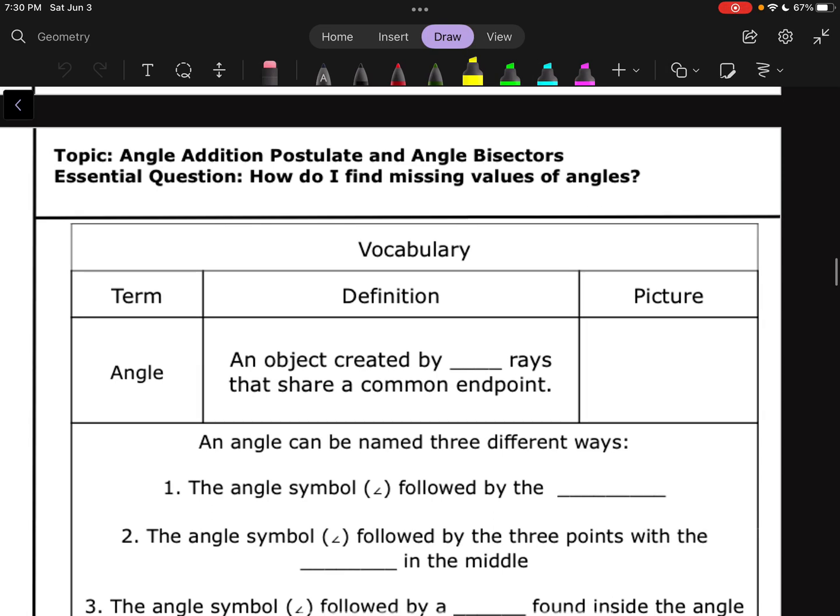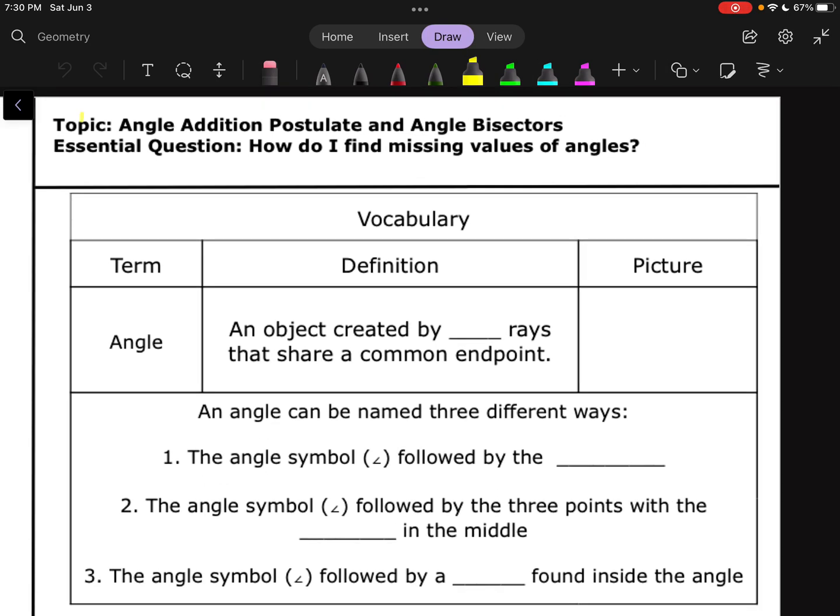All right, so today's topic is going to be the angle addition postulate and angle bisectors. Our essential question that we're trying to answer here is: how do I find missing values of angles? So, to get things started, a little bit of vocabulary.